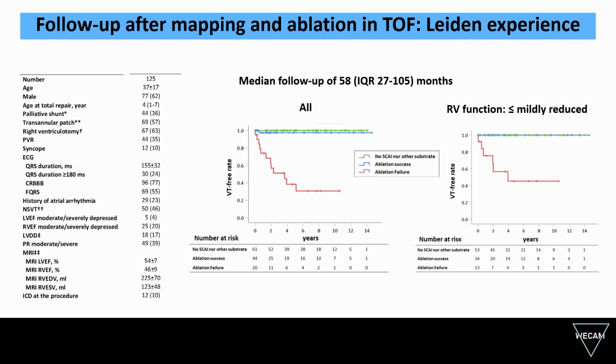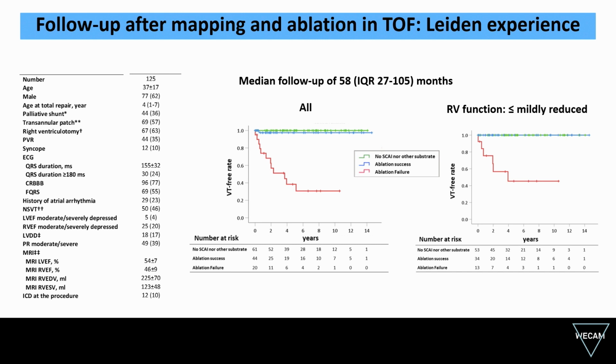These are more recent data, not published yet, from our series, 125 patients that have been mapped actually for several reasons. Could be VT, could also be risk stratification or prior to revalving, which is again routine in our lab now. And I just would like to show you that those patients in whom no slow conducting anatomical isthmus was identified, and they had no other electroanatomical substrates, so no other abnormal regions in the RV, there was no event during long-term follow-up.